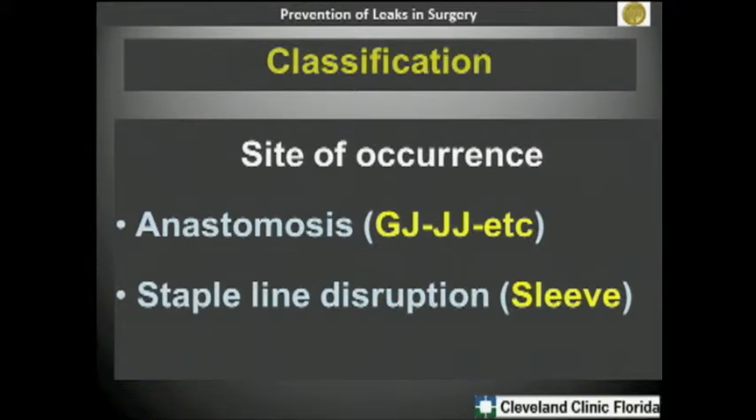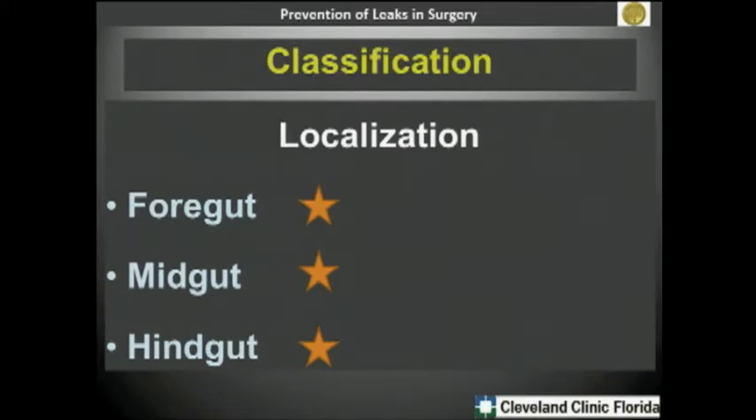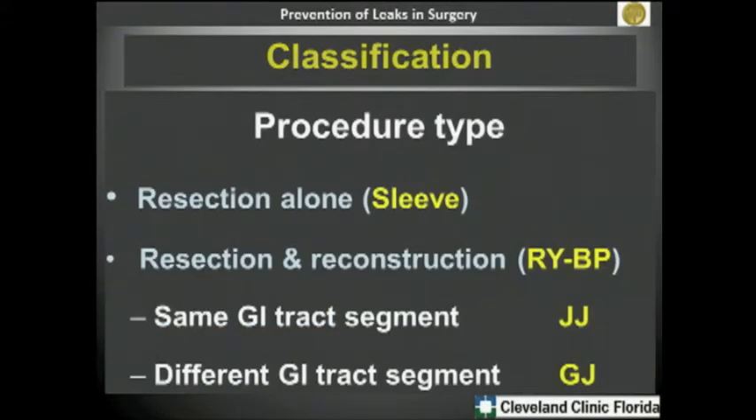They can happen at the level of an anastomosis, the GJ, or they can happen at the level of a staple line with a sleeve gastrectomy. When we do bariatric surgery, and I think a gastric bypass is the mother of gastrointestinal surgery because you operate all over the place, upper, lower abdomen, stomach, small bowel, and so forth, mesenterium, all the areas of the foregut, midgut, and hindgut might be affected.